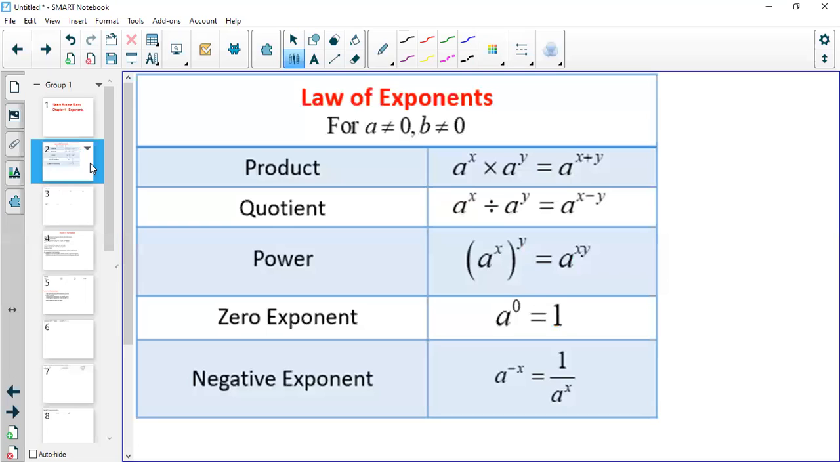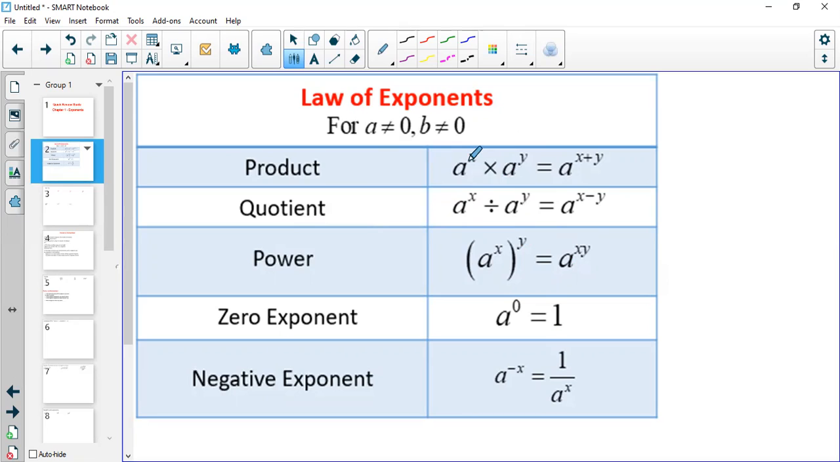So let's start with revising the laws of exponents. This is the law of exponents: if you're multiplying two exponents with the same base, you are going to add the values of the exponents. You are not going to just multiply x and y, rather you're going to add the exponents.